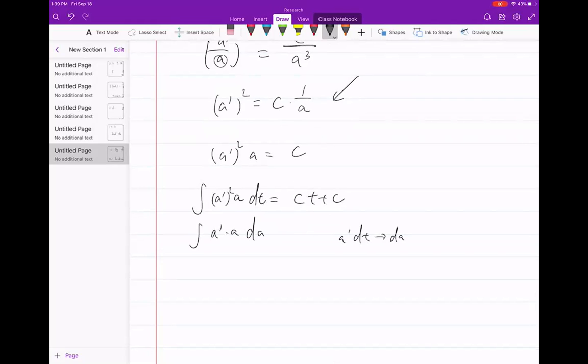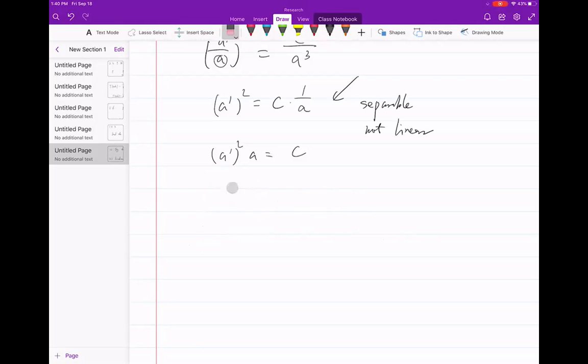Make sense so far? So this is separable, but not linear. Therefore, everything we did before cannot work. It only works for first order linear separable equations. We need something else.